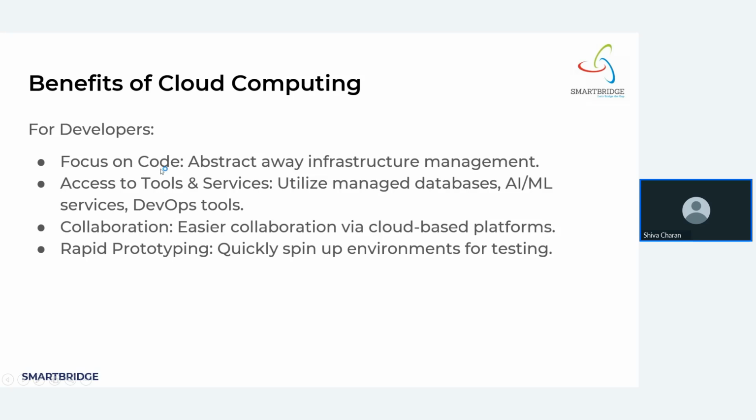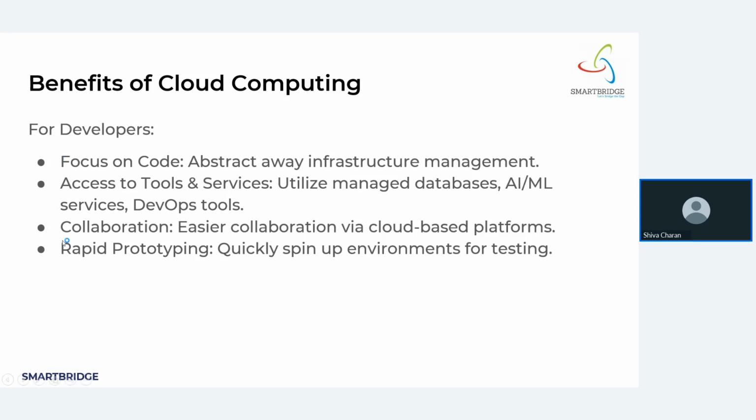So, focus on the code, abstract away infrastructure management. You just need to focus on the code and not worry about infrastructure management. And access to tools and services means utilizing managed databases, AI/ML services, and DevOps tools. The ML services mean machine learning operations like pipelines, and DevOps tools such as Docker and Jenkins. So you'll have access to all those services and tools. That could be one main benefit for the developer.